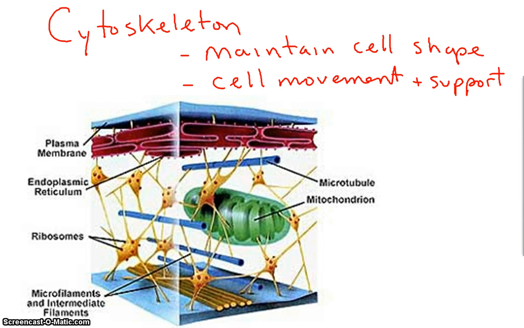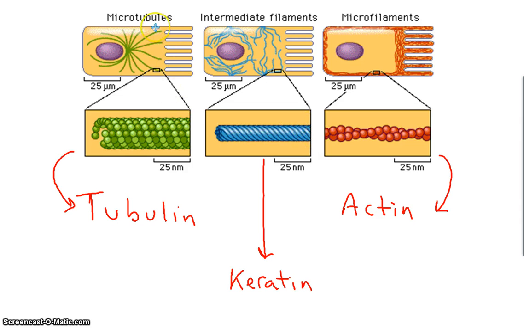Now the three parts that make up the cytoskeleton are the microtubules. They're the largest, and they're made up of a protein called tubulin. There are microfilaments, which are the smallest, and they're made up of a protein called actin, which we'll see in muscle as well. And then there are intermediate filaments that are intermediate in size, and they're made up of a protein called keratin. The combination of these three give the cell its shape and structure.